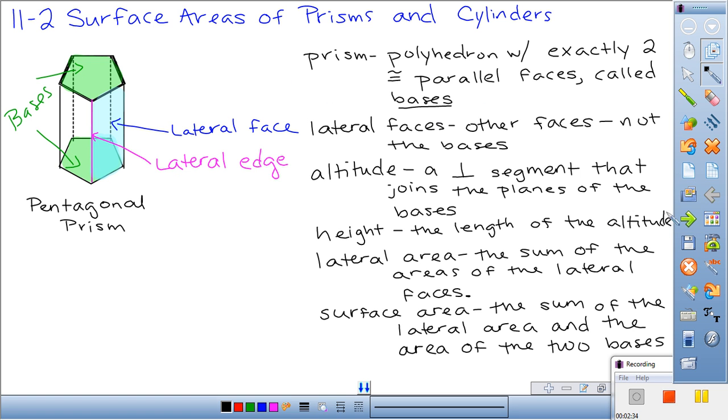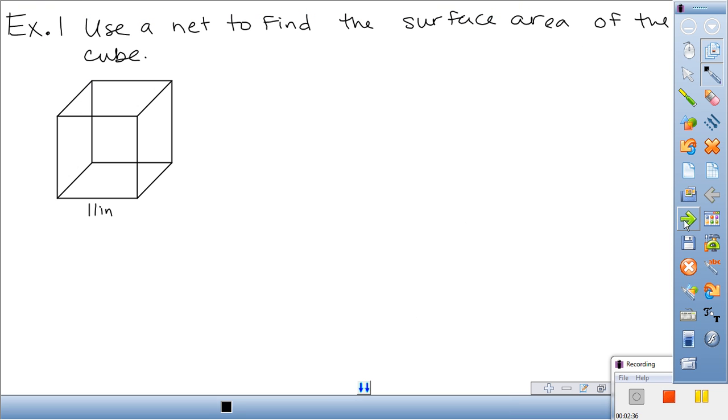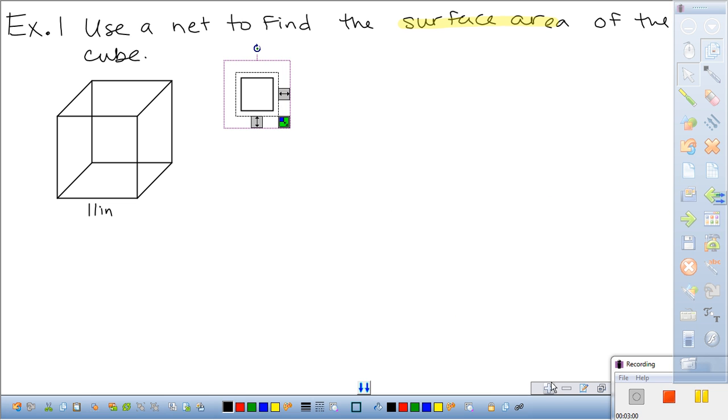All right, let's move on to example 1. We're going to use a net to find the surface area of the cube. So the first thing I have to do is draw a net. If I'm going to draw a net, since it's a cube, I know it's going to be made up of squares. So here's one. I'll take that one, and I'm going to copy it so I know that it's exact.